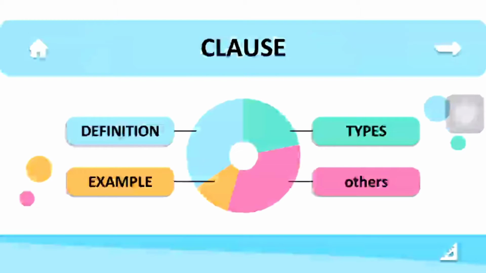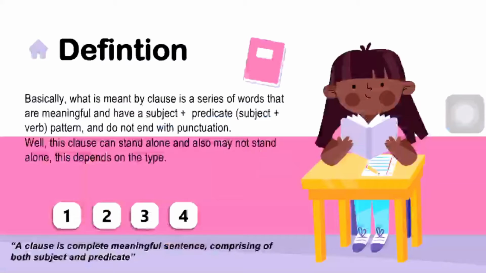This video is about clause. First, definition. Basically, what is meant by clause is a series of words that are meaningful and have a subject plus predicate, subject plus verb, pattern, and do not end with punctuation. Well, this clause can stand alone and also may not stand alone. This depends on the type. A clause is a complete meaningful sentence comprising both subject and predicate.